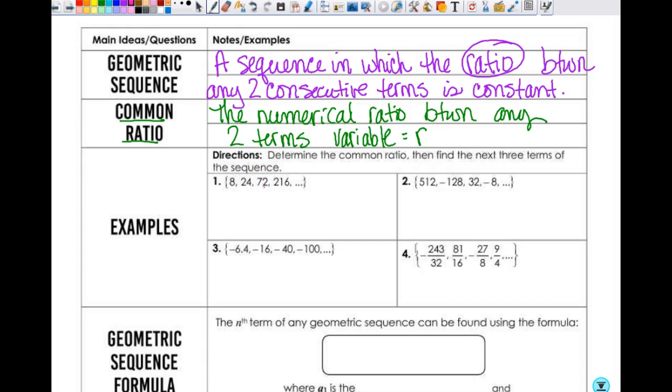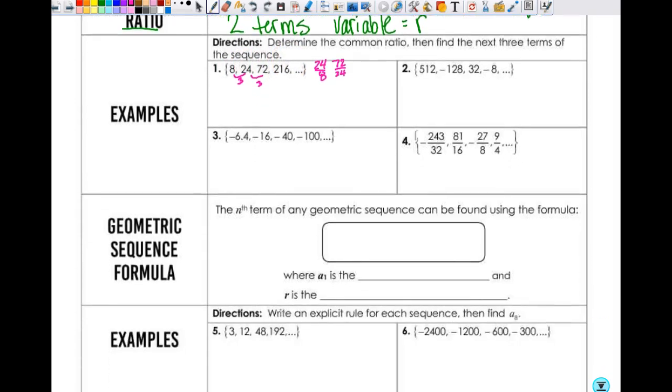So to figure that out, you would take the second term and put it over the first one, like 24 divided by 8, right? And that's 3. And then 72 divided by 24 is also 3. You can't just check the first one because it may also have a common difference. But if each one of them is basically, you're multiplying by 3 each time instead of adding, then your common ratio is 3. Does that make sense?